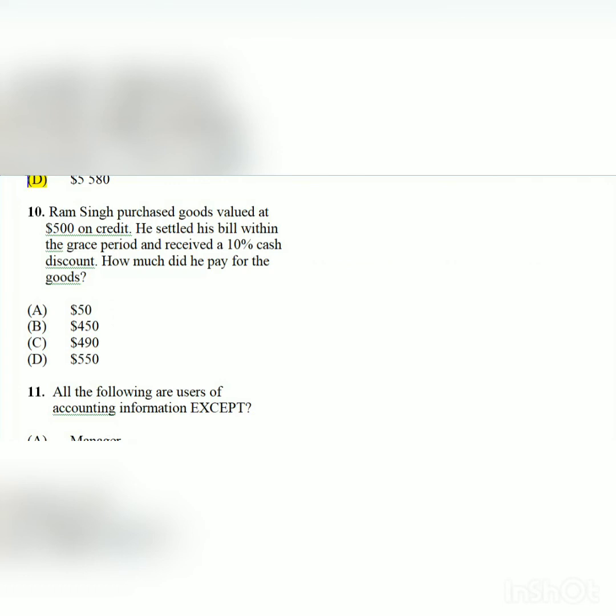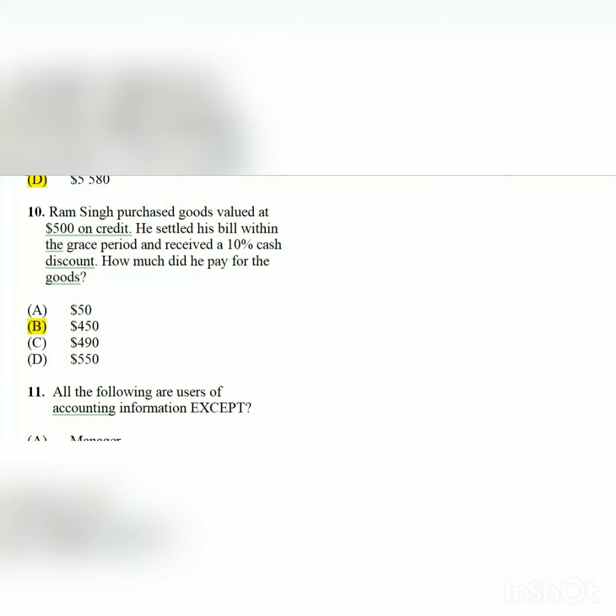So how much did he pay? If he was supposed to pay 500, he paid on time, and we're giving him a discount of 10%. So what we're going to do is find 10% of the 500. So 10% of 500 would give us 50. That means that he would get $50 as a discount. So now you're going to take that $50 from the 500.